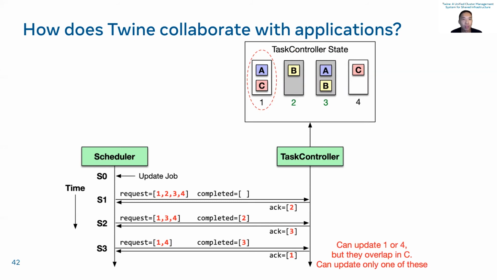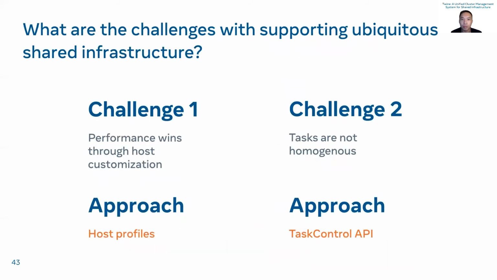Throughout this example, the task controller helps Twine maintain the availability of the application during the software release, even if tasks are already unavailable for unrelated reasons. In summary, we provide the TaskControl API to support stateful and sharded systems in shared infrastructure. These workload customizations, host profiles, and task control were the key drivers that enabled large-scale adoption of shared infrastructure.